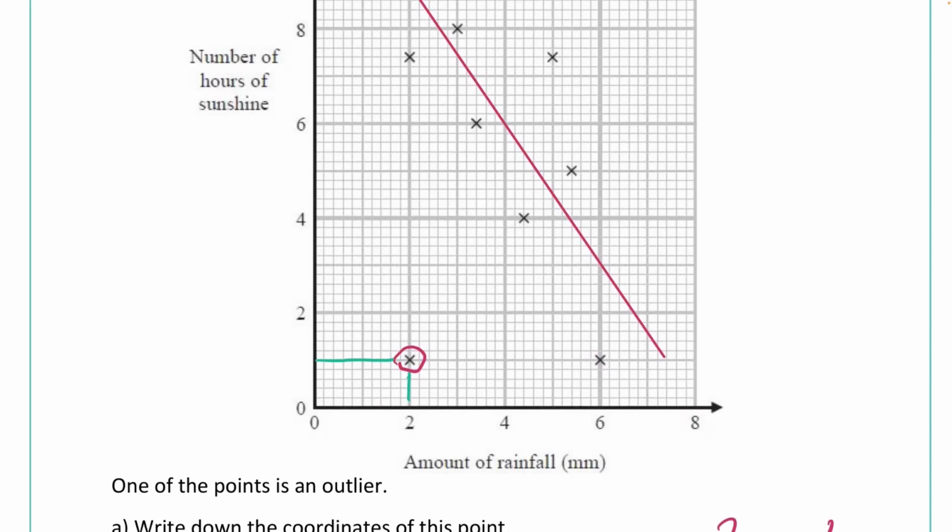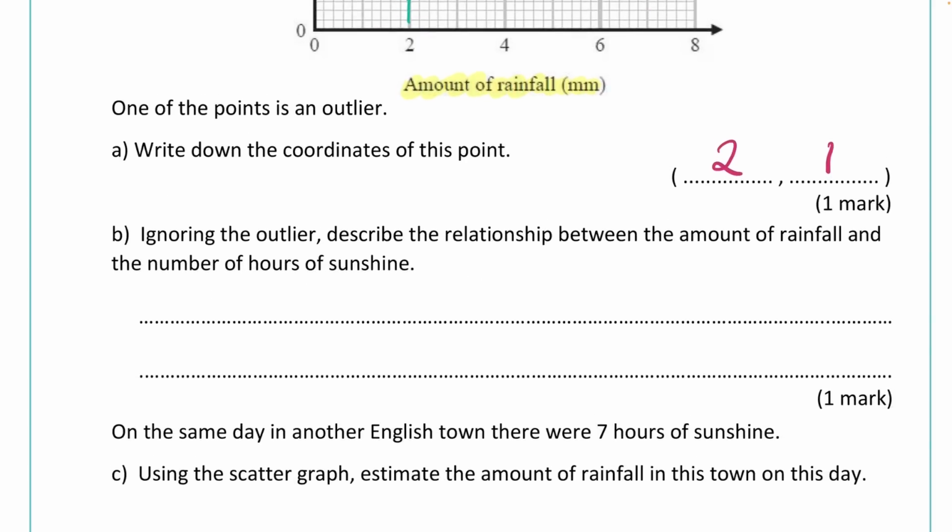So we could say, as the number of hours of sunshine goes down, the amount of rainfall goes up. Or we could phrase it in reverse. We could say, as the amount of rainfall goes up, the number of hours of sunshine goes down. So either one of those explanations would be absolutely fine. You could obviously write that in your own words, but we are using the language which is on the axes. So we're using these two bits of language here, and we're saying up and down with them. So as the number of hours of sunshine goes down, the amount of rainfall goes up. Or, of course, in reverse.